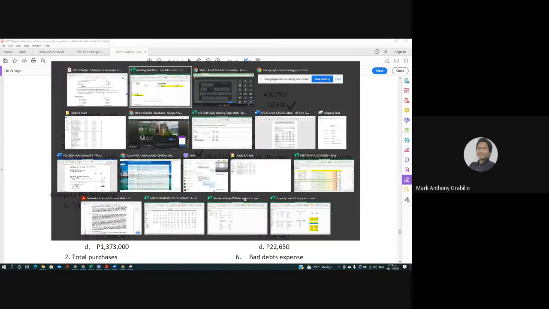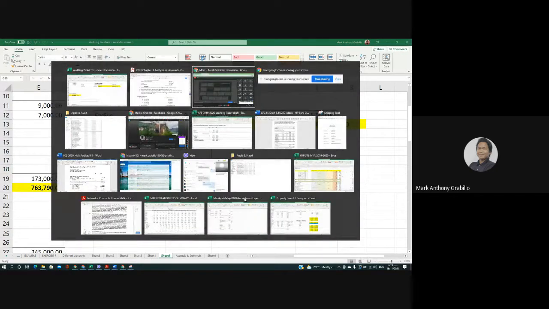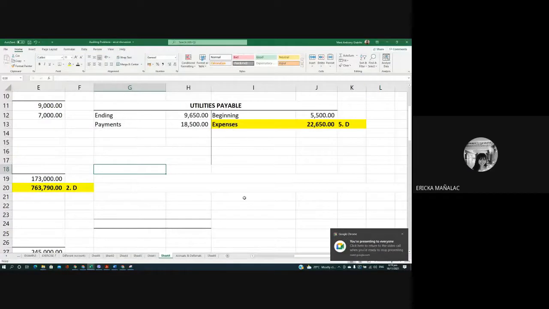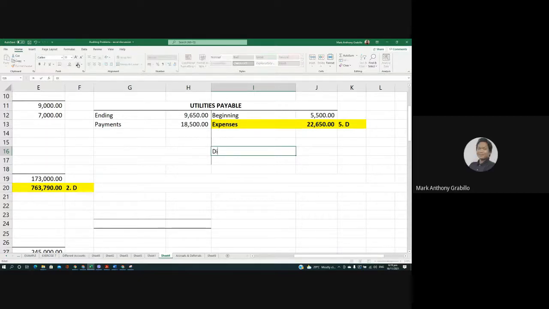So, dalawang klase kasi ng approach, how do we compute for bad debts? Dalawang approach po yun. Ano po yung dalawang approach na yun, class? If you can remember. Yes, Erica. Direct write-off method, tsaka po allowance method. Yes, that's correct. So, meron tayong tinatawag na direct write-off method and then allowance method.